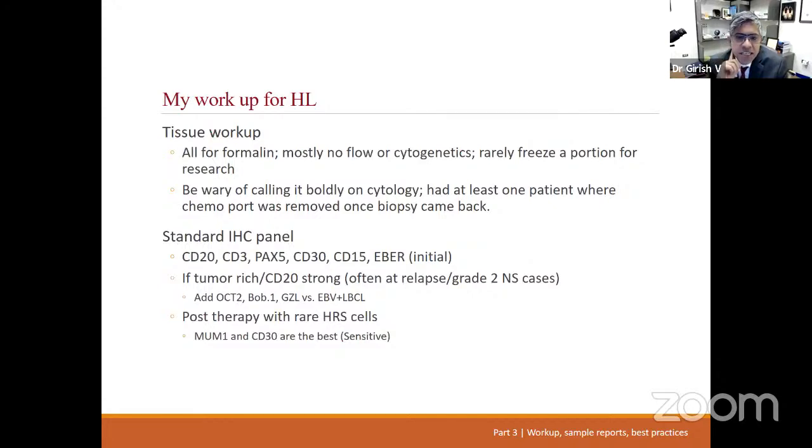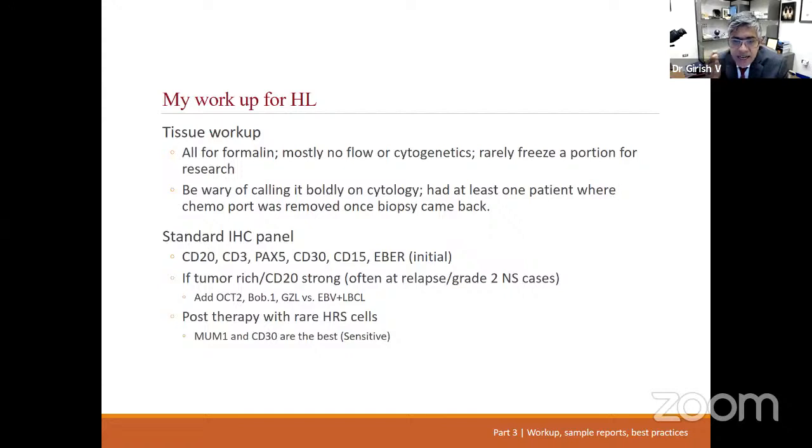I've had at least one patient where the chemotherapy port was removed once the biopsy came back. The cytologist made a call of Hodgkin on a touch prep, and they told the clinicians, and then the biopsy came back, they were reactive immunoblasts. Yeah, so you have to be careful.